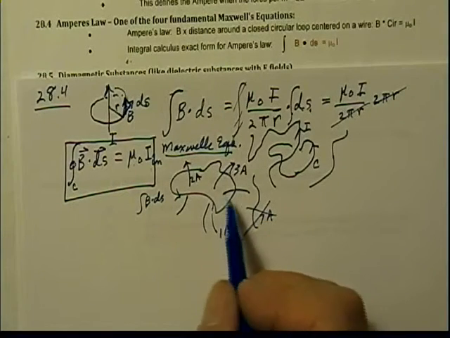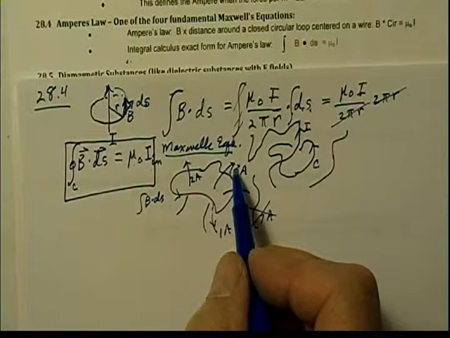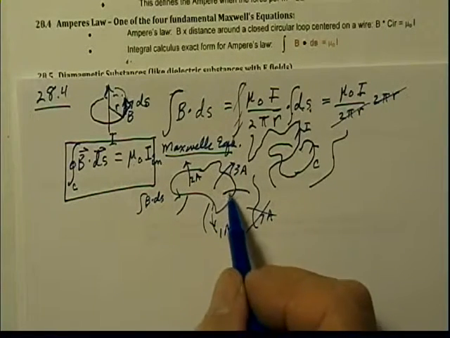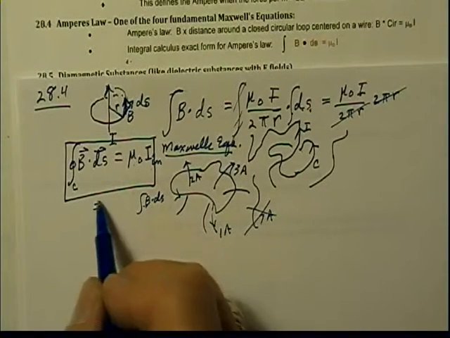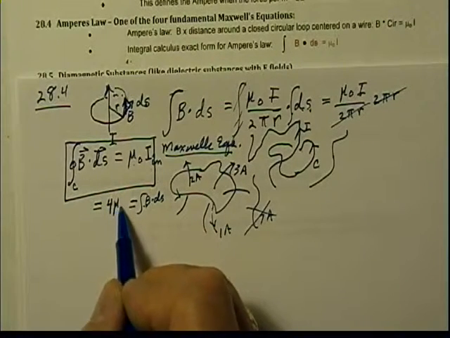It doesn't go through. But here I have one that goes 2 amps up, 3 amps up, so that'd be 5, but you subtract the 1 amp going in the opposite direction, so the answer would be 4. So on this problem, the integral of B dot ds would be equal to 4 times mu naught.